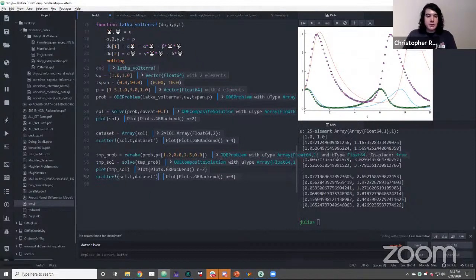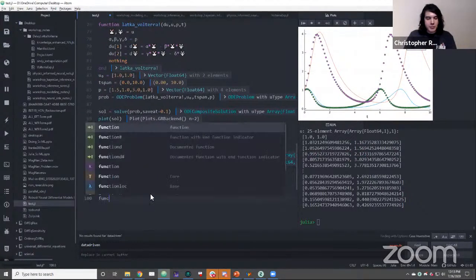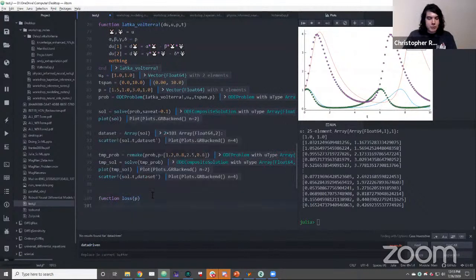So our loss function is just going to be: solve with new parameters and then check the difference. Here I'm going to say my function is a loss with respect to parameters, and then I make a new problem with this loss function.